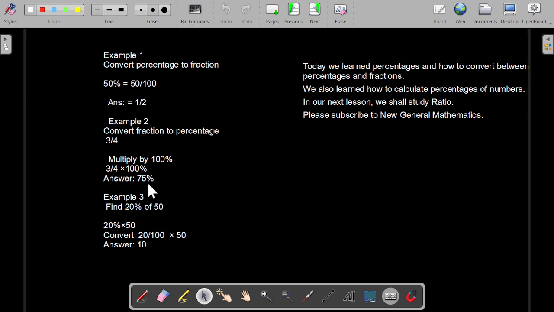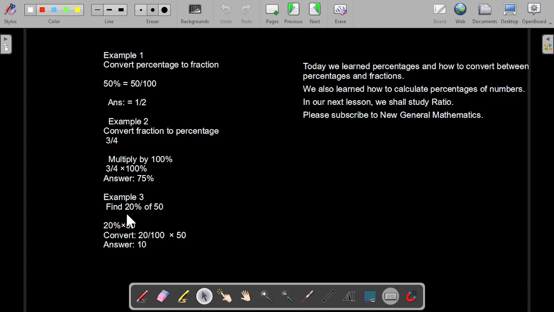So once you do this, we now have 75%. So you are converting a fraction into a percentage. That is to say, 75% will definitely give you 3/4. 3/4 converted to a percentage will give you 75%. This is 75%, right? So let us go to example 3.